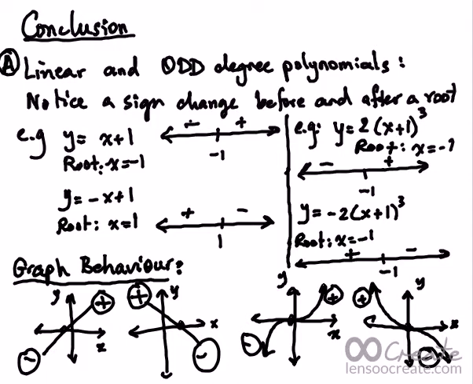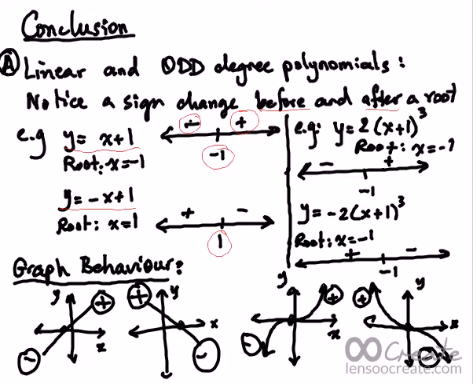So for a linear or an odd degree, we see a sign change before and after the root. These are the examples we've seen before, y equals x plus 1 and y equals negative x plus 1. And as you see here, negative 1 is the root, and here 1 is the root. In the case where y equals x plus 1, the function starts in quadrant 3 and moves to quadrant 1, so it starts negative, then changes to be positive.